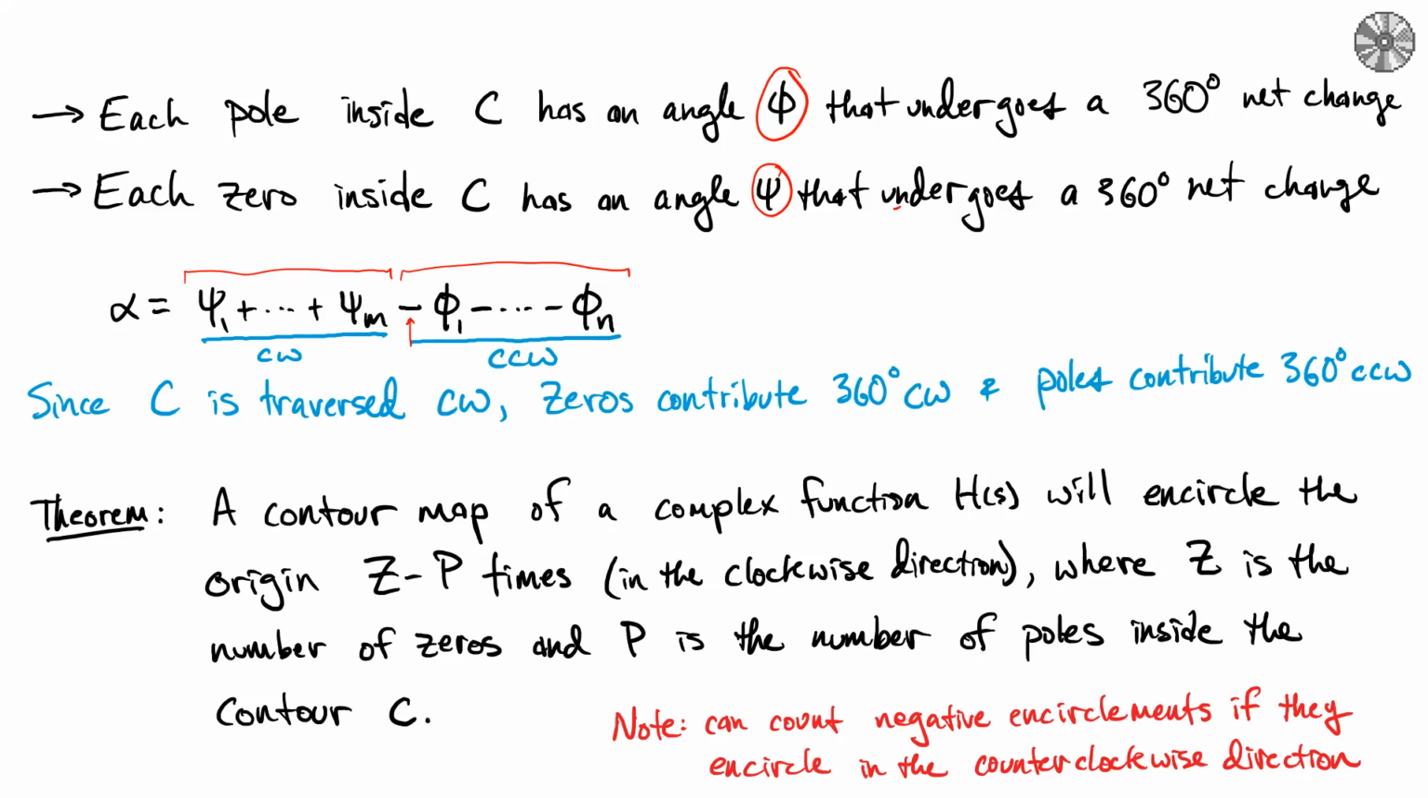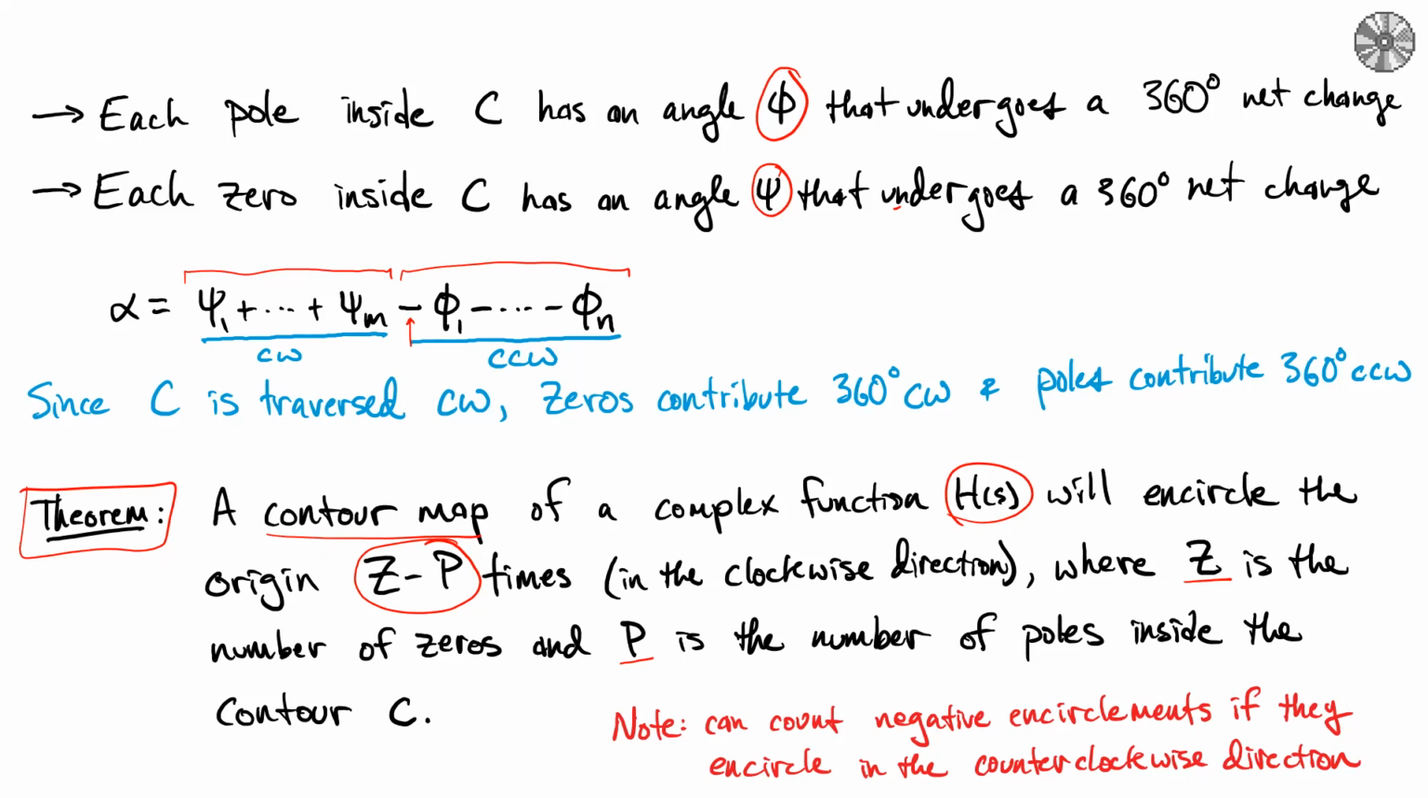And so this leads us to a theorem that lets us get closer to stating the Nyquist stability criterion. And that says that if we have some sort of complex function, which is our transfer function, and the contour map of all those points, so that's the points in the right-hand side of all the plots I just showed, that will encircle the origin z minus p times in the clockwise direction, where z is the number of zeros and p is the number of poles inside that contour.